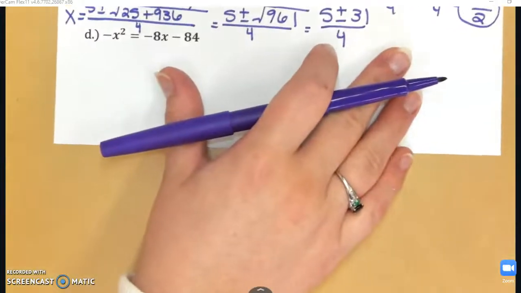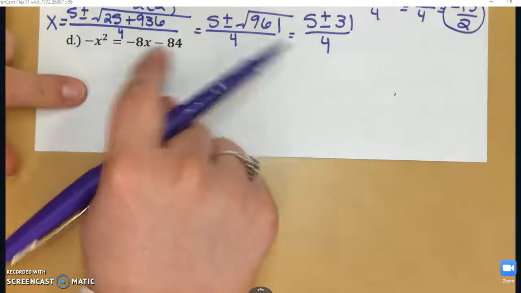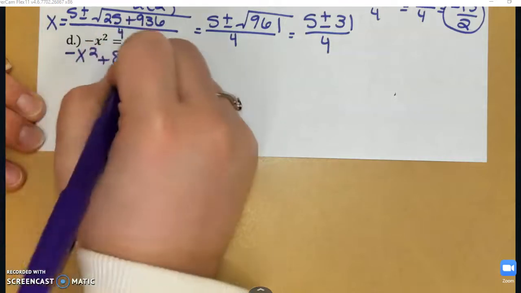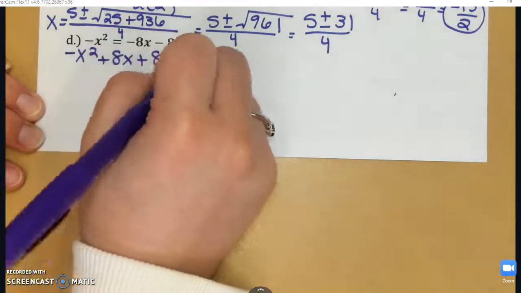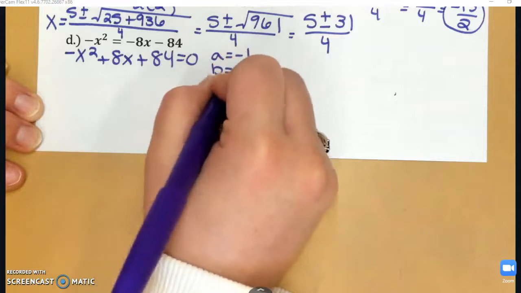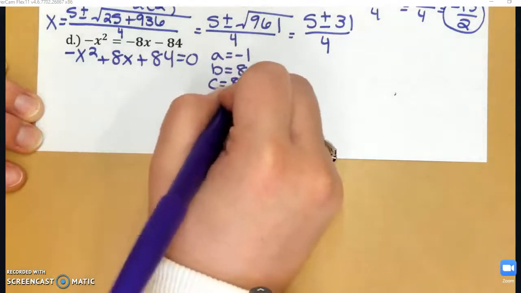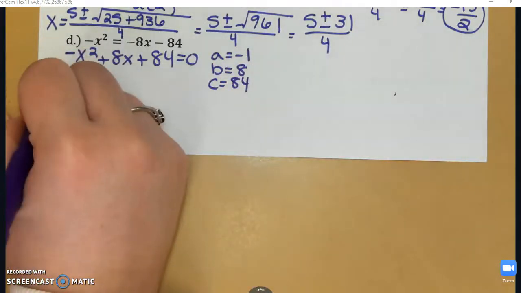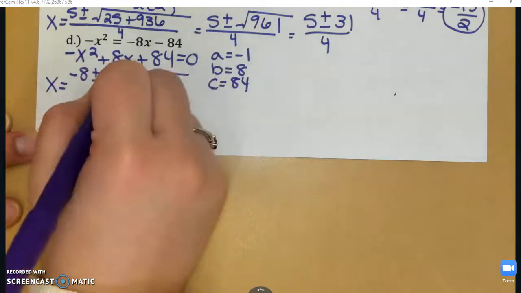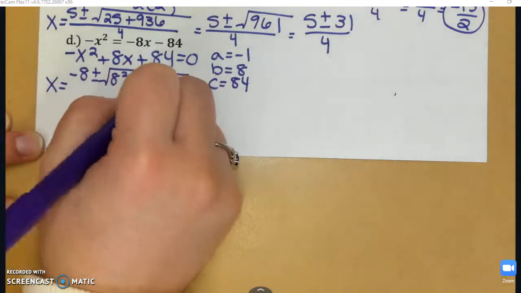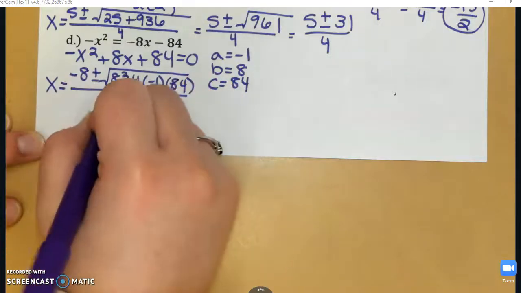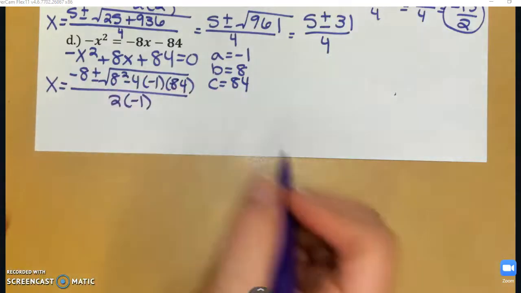Okay, last one on this side, problem D. I need to move everything to the same side so that I have my equation in standard form. Now I can identify A as negative 1, B as 8, and C as 84. So x is going to be equal to negative 8 plus or minus the square root of 8 squared minus 4 times negative 1 times 84 all over 2 times negative 1.